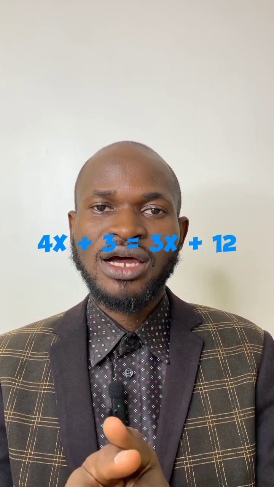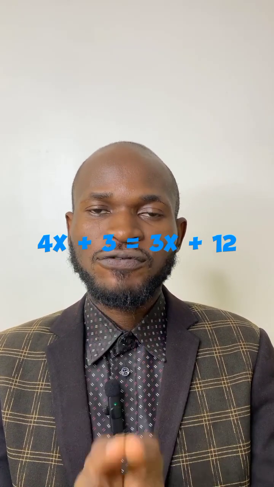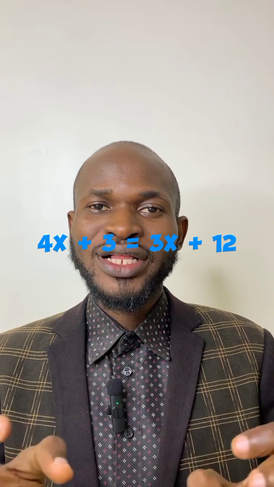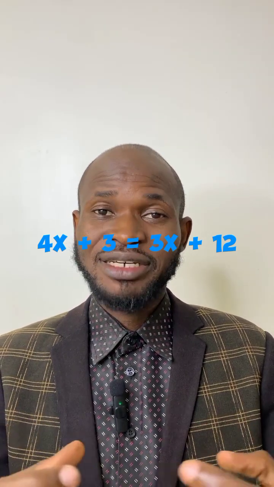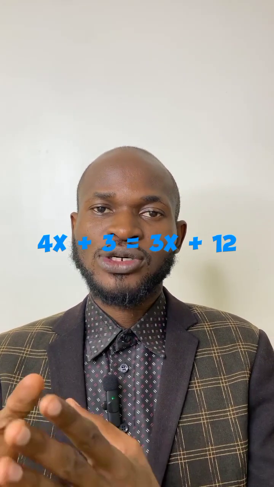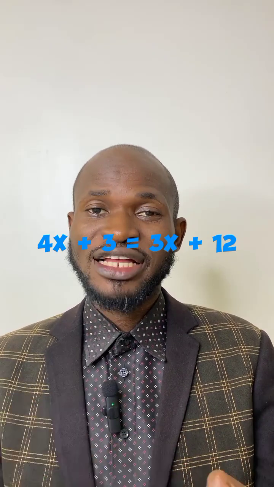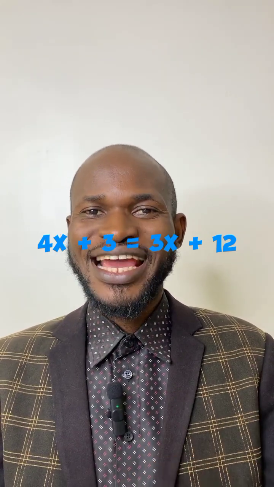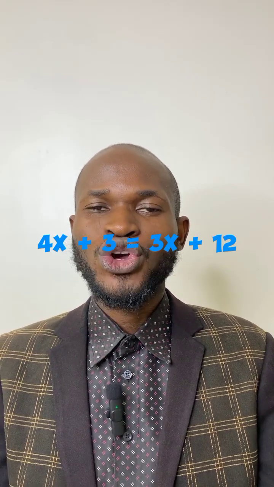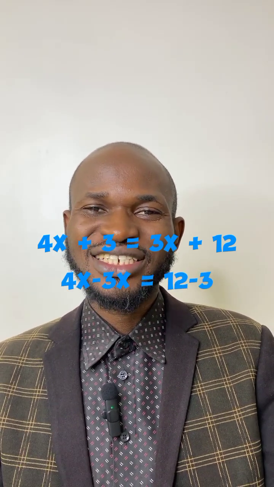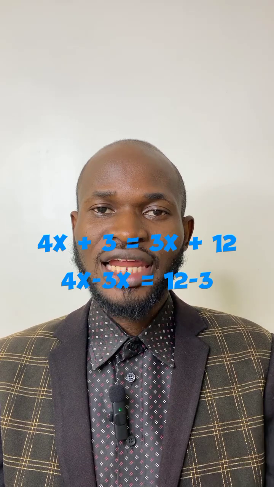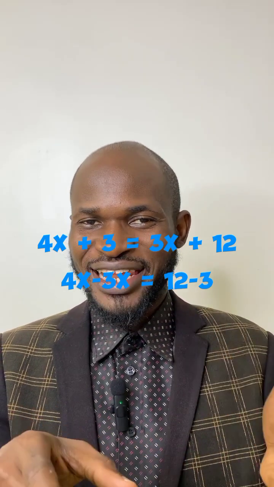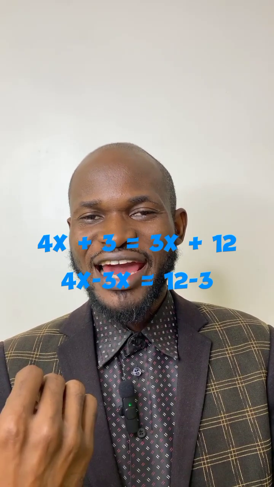So for this particular question, 4x plus 3 will have to separate because they are not like terms. 3x plus 12 will have to separate because they are not like terms. So 4x is a like term to 3x because they have numbers and letters. So you take your 3x from what? The right to the left. And you take your 3 from the left to the right.